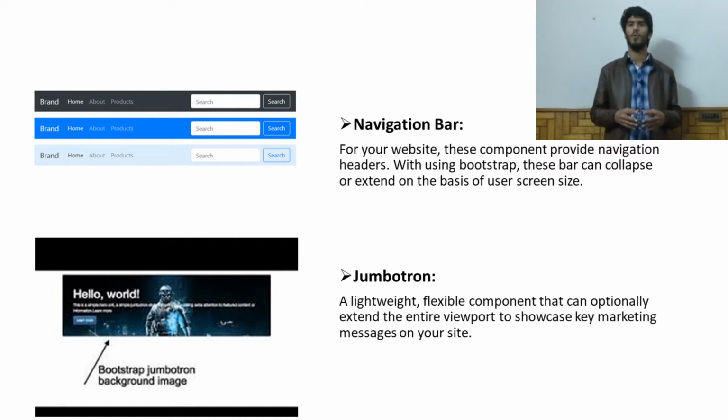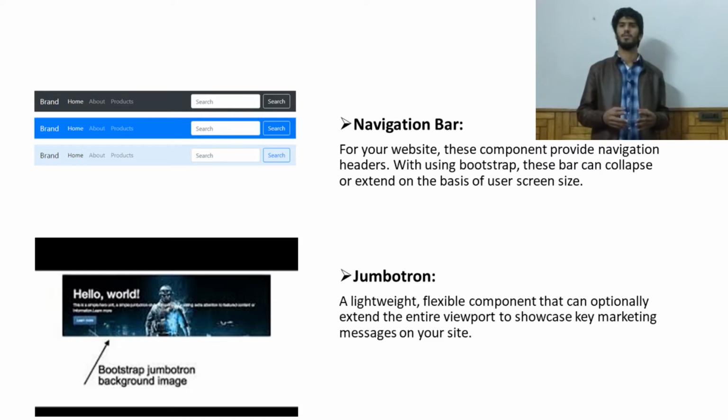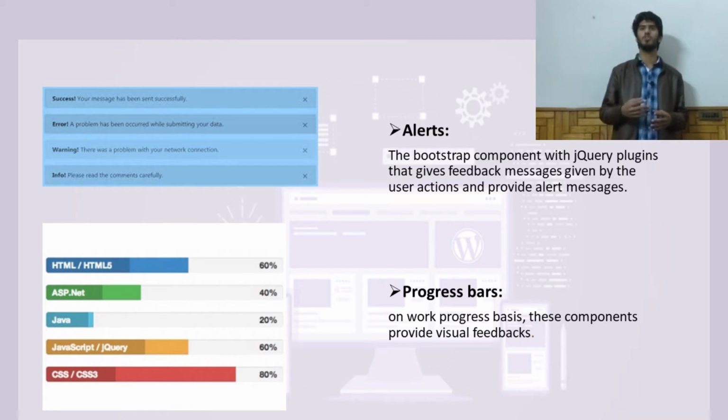Jumbotron, a lightweight, flexible component that can optionally extend the entire viewport to showcase key marketing messages on your site. Alerts. A Bootstrap component with jQuery plugins that gives feedback messages for user actions and provides alert messages. Progress bars. On a work progress basis, these components provide visual feedback.